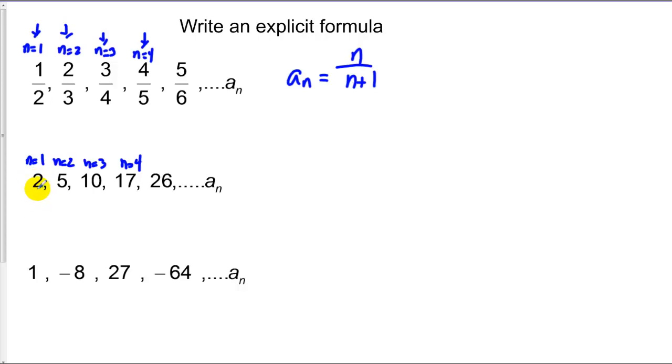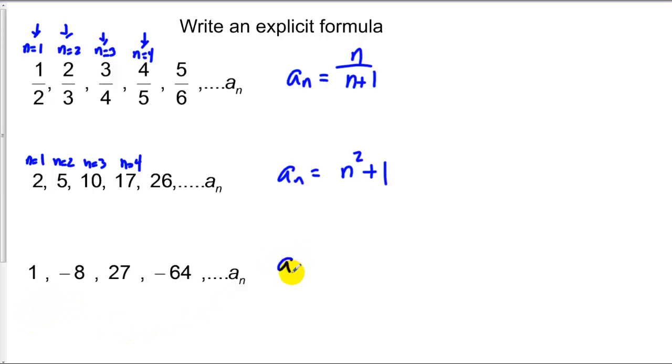If I square 1 and square 2 and square 3 and square 4, notice every time I do that I'm one off of my number. So if I make my nth term equal to the subscript squared plus 1, that'll get me every number in that set. This last one's the trickiest.